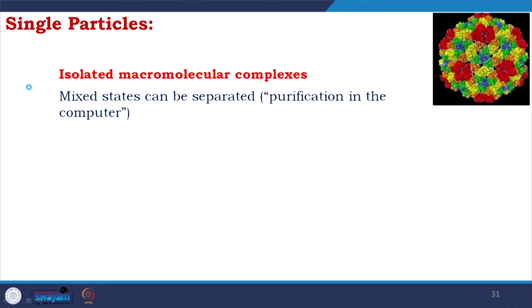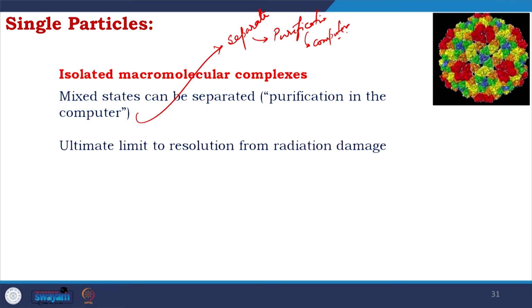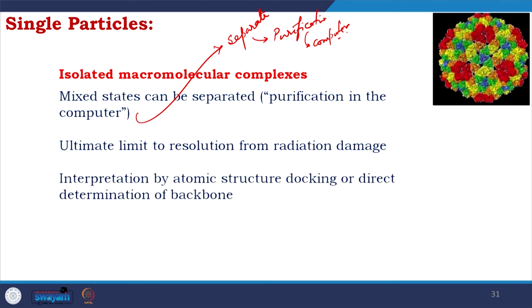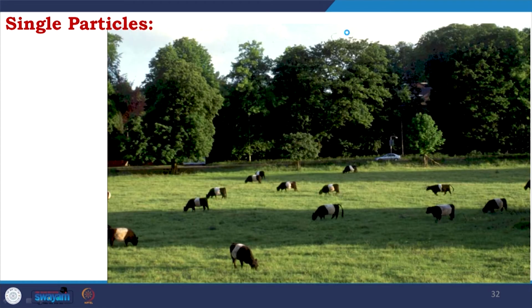So, for those isolated macromolecular complexes, mixed states can be separated. You get the different states and you then separate them. So, this is a kind of purification using computer, because you get different alignments and then you separate them, classify them. Ultimate limit to resolution is from radiation damage. Interpretation by atomic structure docking or direct determination of the backbone is possible.